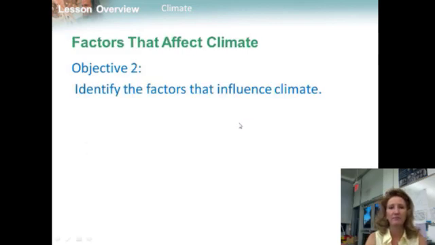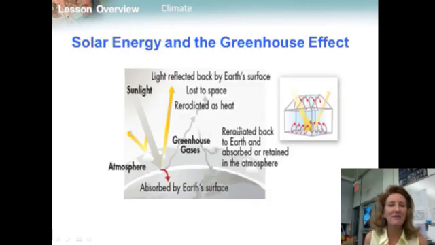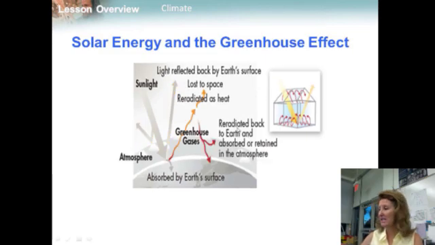Objective 2, identify the factors that influence climate. All right, so the main force that shapes our climate is solar energy that arrives as sunlight and strikes Earth's surface. Some of that energy is reflected back into space, and some is absorbed and converted into heat. Some of the heat also radiates back into space, and some is trapped in the biosphere.